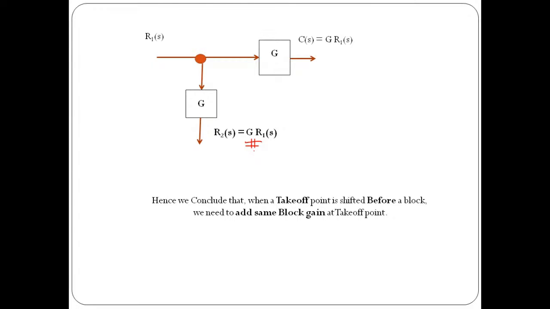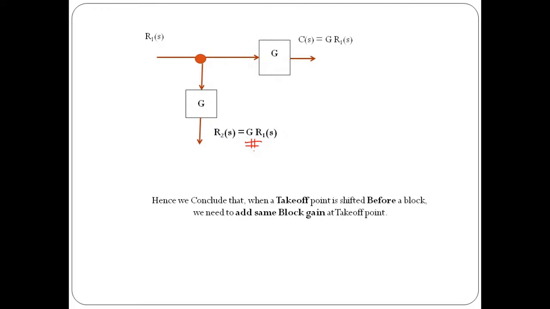Whenever we are trying to shift a takeoff point before a block, we need to add the same block gain. But in case of a summing point, the situation is exactly reverse, because when a summing point is shifted before a block, we need to add the inverse block gain. But in case of a takeoff point, whenever a takeoff point is shifted before a block, we need to add the same block gain. That you have to remember.